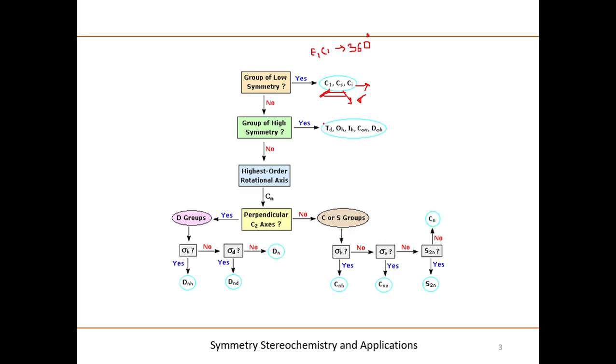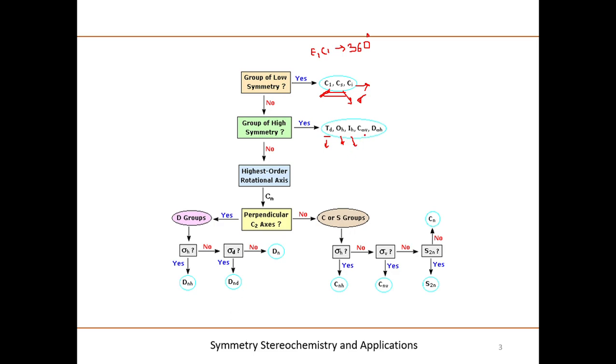Now let's talk about the groups of high symmetry. In groups of high symmetry, we will observe tetrahedral, octahedral, icosahedral, C infinity v and D infinity h. In a tetrahedral molecule, all the bond angles and bond lengths will be the same. That's why molecules which have all four ligands the same come under tetrahedral. Similarly in the case of octahedral and icosahedral, if all the ligands, bond angles and bond lengths are the same, then the molecule will be symmetric and will come under octahedral and icosahedral.